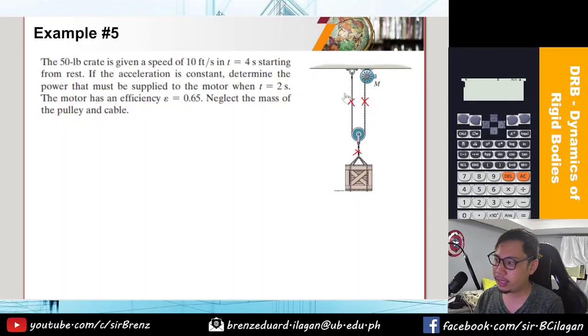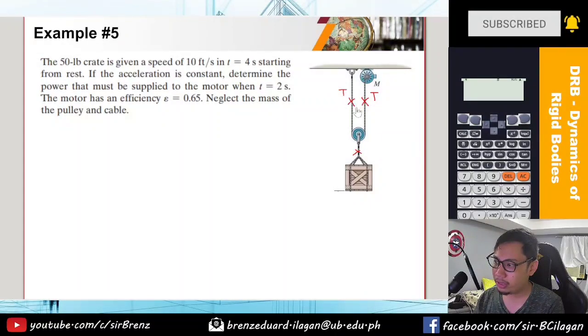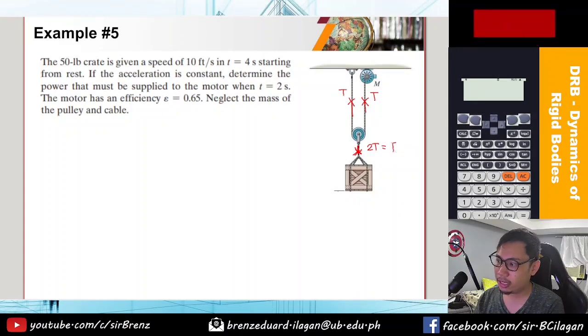So again, say that the tension here is equal to T. Since the cable runs over that pulley, this other side is also equivalent to T. Then if you have two T's going upward, to make it in equilibrium the value here will be equal to 2T. That 2T is equal to the tension in the crate, so we denote it as T sub C. And this T is the tension existing around the motor.